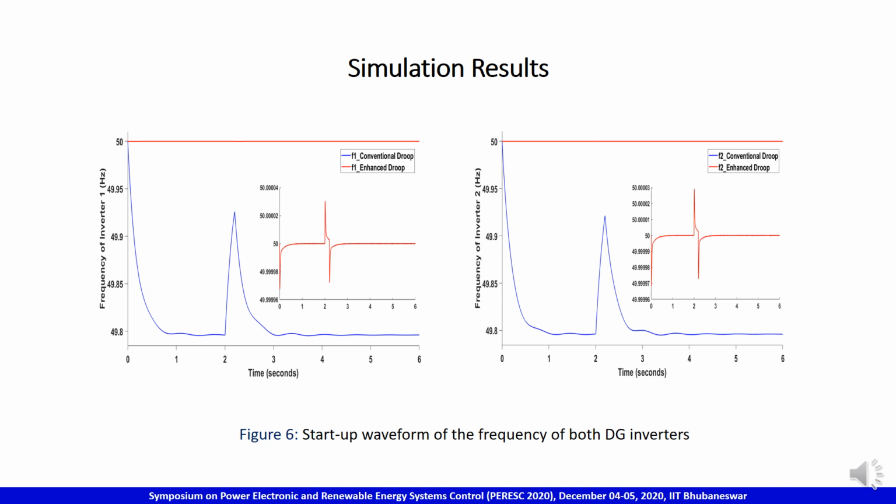Figure 6 shows the waveforms of the reference frequency provided by the enhanced Droop controller and the conventional Droop controller to both inverter 1 and inverter 2. The first figure is for inverter 1 and the second figure is for inverter 2. The blue curve is for the conventional Droop and the red curve is for the proposed Droop. From the figure it is clear that the proposed technique not only provides the constant rated frequency but also adds virtual inertia to the system. The emulation of the virtual inertia effect can be seen in the behavior of the frequency characteristics during the fault.